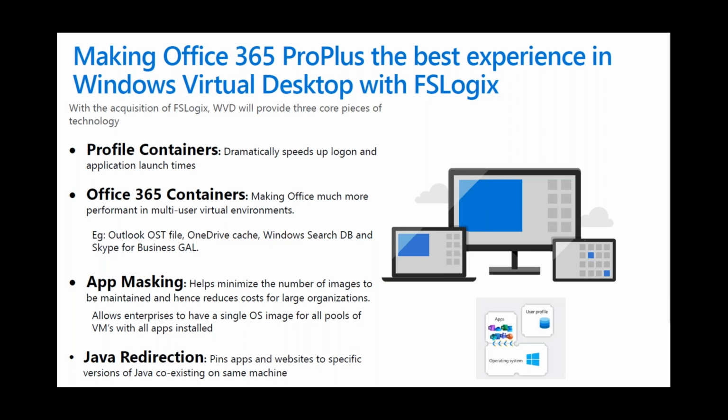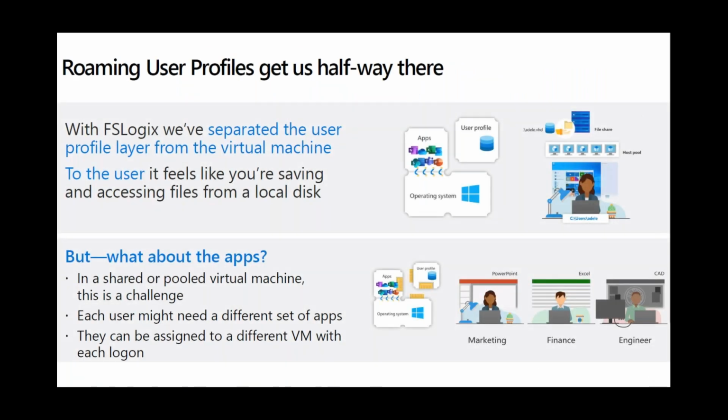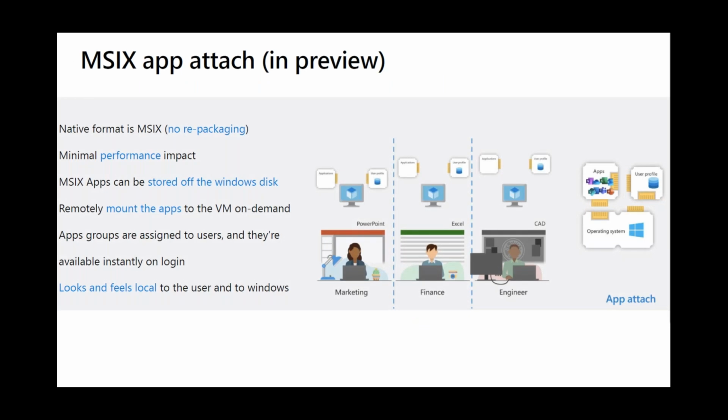So with FSLogix built into Windows Virtual Desktop, we're able to control that and give granular versions of the same thing to multiple people at the same time. Roaming profiles and FSLogix address the profile issue, but we also have the application issue. And with App Attach, a feature of Windows Virtual Desktop, we're able to get control over our applications, and we're actually able to put those applications into a containerized environment too.